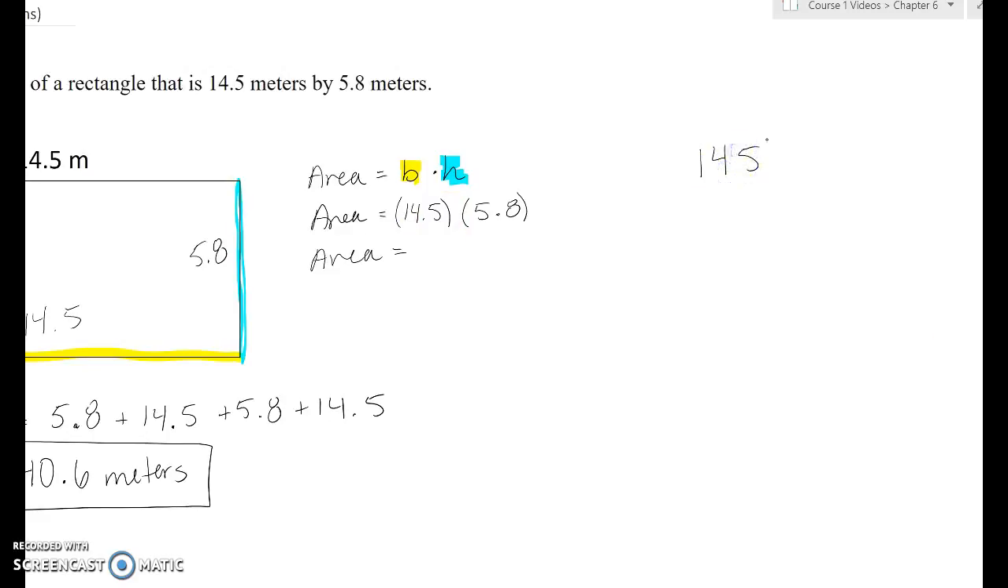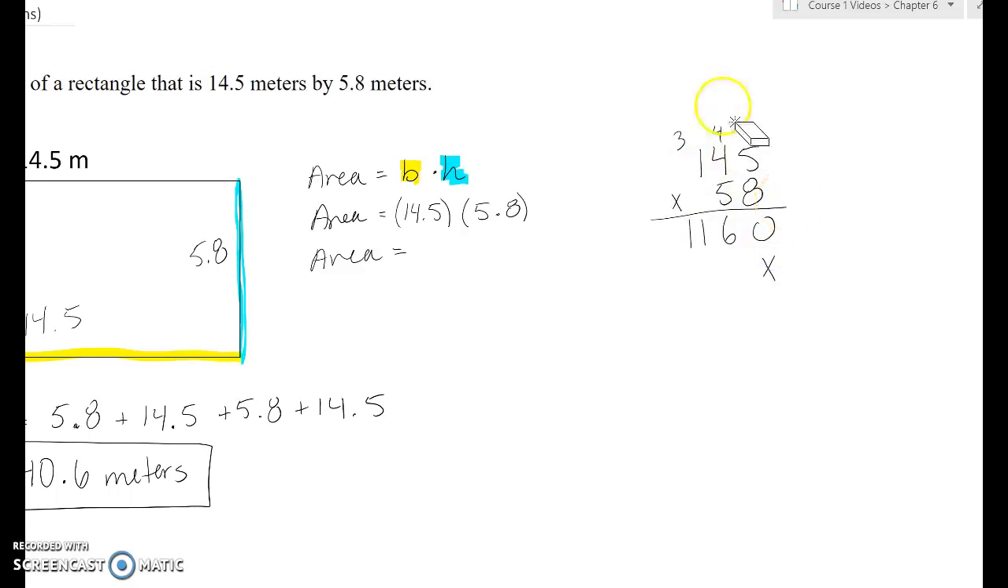This is just me personally. I ignore the decimals until the end. I take this as 145, and I'm multiplying it by 58. And if you do that calculation, so 8 times 5 is 40, carry the 4, 8 times 4 is 32, plus 4 is 36, 8 times 1 is 8, 9, 10, 11, adding the 3.